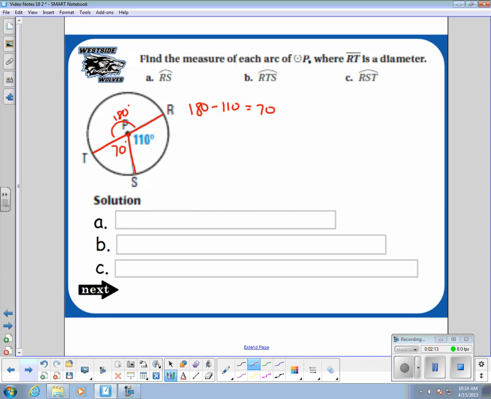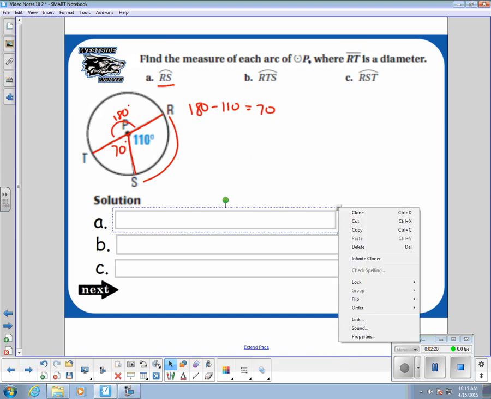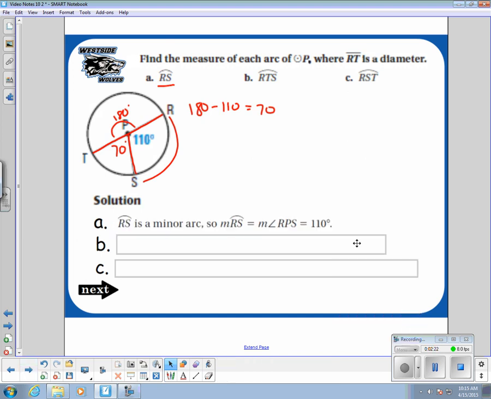So it asks us for the measure of arc RS. So it's from here to here. So RS would be equal to 110 degrees, just like the angle that intersects it, and it is a minor arc. B asks us for RTS.